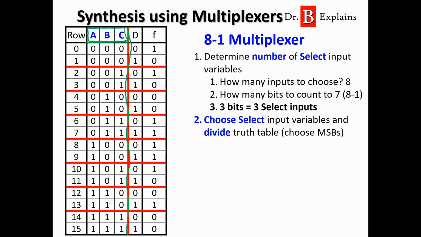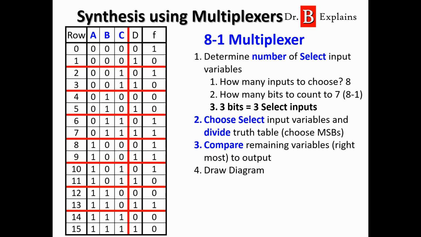And then since I'm using an 8-to-1, I need to divide my table in 8. So that's 1, 2, 3, and so on, all the way to 8. That's how we divide it. Now, we're going to compare the remaining variable, which in this case is D. So we're going to compare the D with the F.